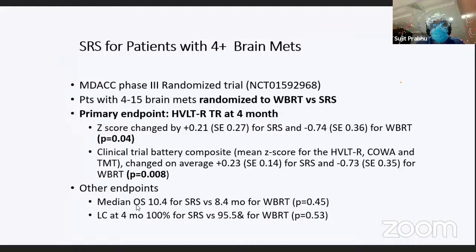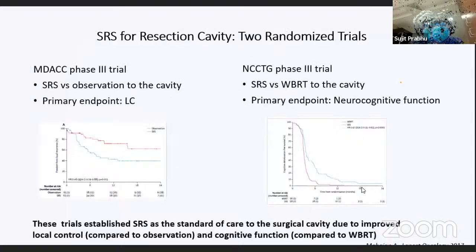However, if you look at the median overall survival versus local control in both stereotactic radiation and whole brain radiation, the p-values were not significant. Again, the whole point here is to make a pitch that cognition is very critical in preserving function, especially in patients with radiation and systemic and metastatic cancer.